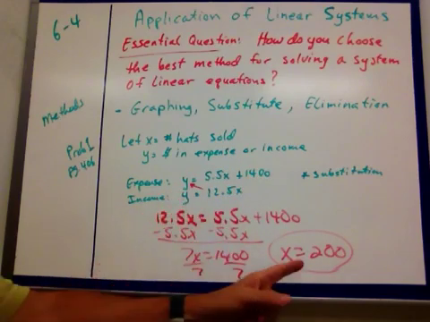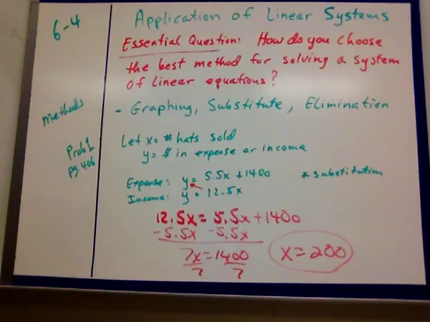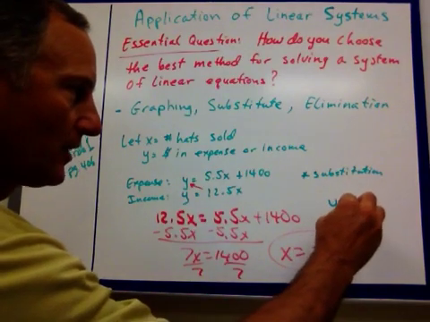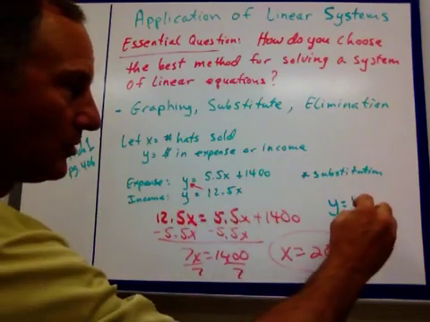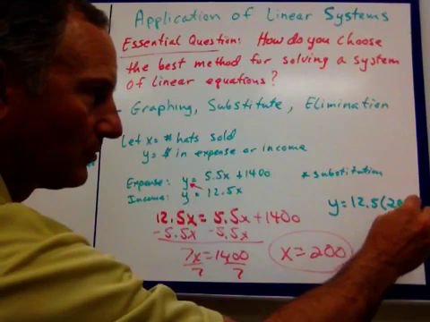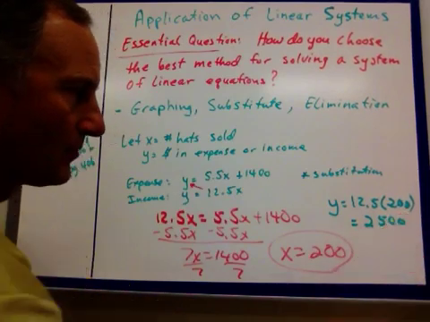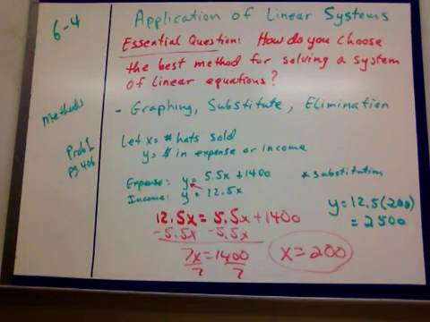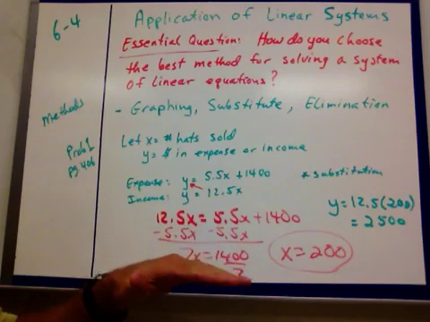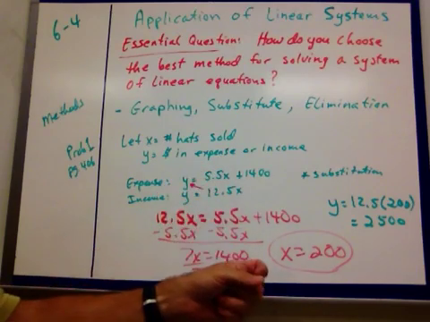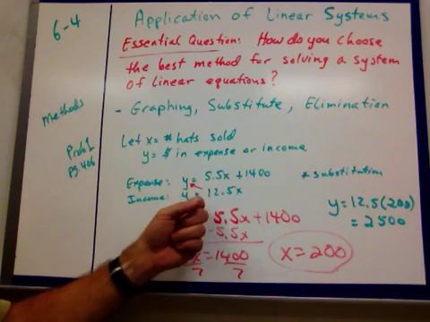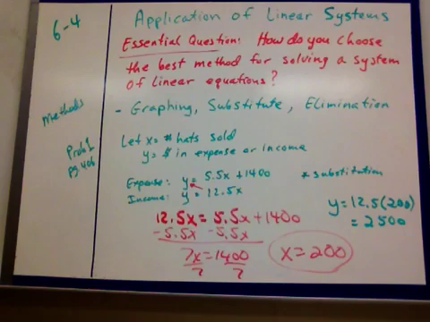If I graphed them both, that would have been the x-coordinate where they crossed. If you want to know how much money that break-even point is, you can plug it back into either one. Whether it's expense or income, they're equal at the break-even. You can take that $12.50 and multiply it by the 200, and you're going to get $2,500. That's the break-even point. So when he sells his 200 hats, he'll have $2,500 in expenses and $2,500 in income. He'll be at break-even. So that answers that one.